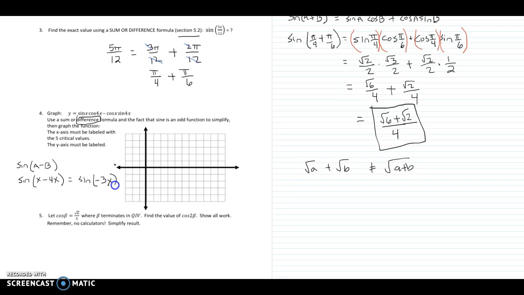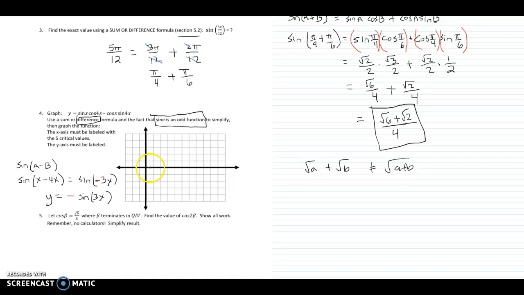All right, then there's another hint here, and it says, also use the fact that sine is an odd function to simplify. So in odd functions, the negative inside of an argument pops out to the outside of the function. So this is negative sine of 3x, right? Okay, so I'm supposed to graph this now. It says go ahead and graph this.